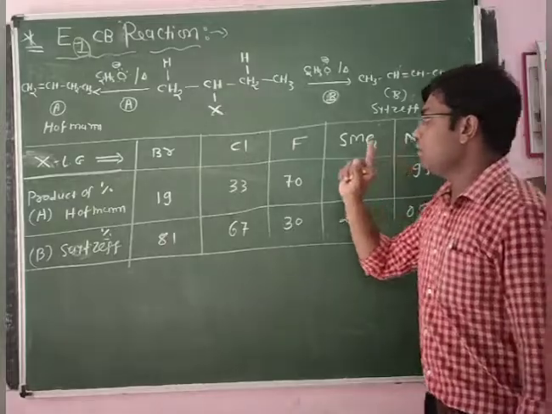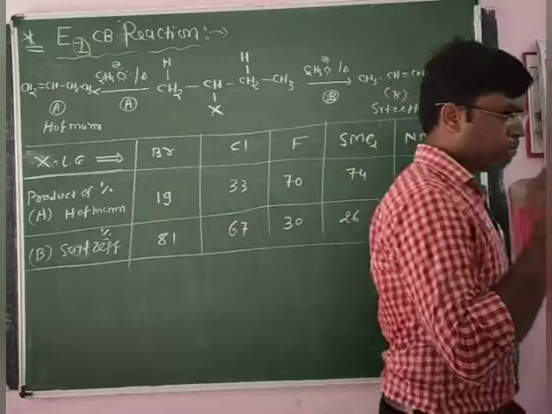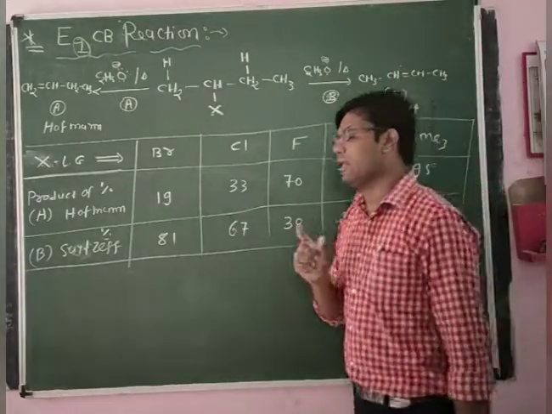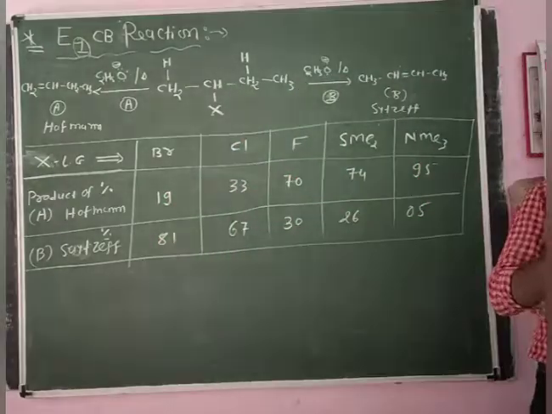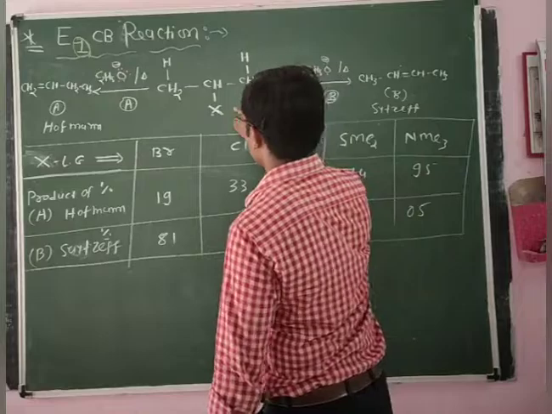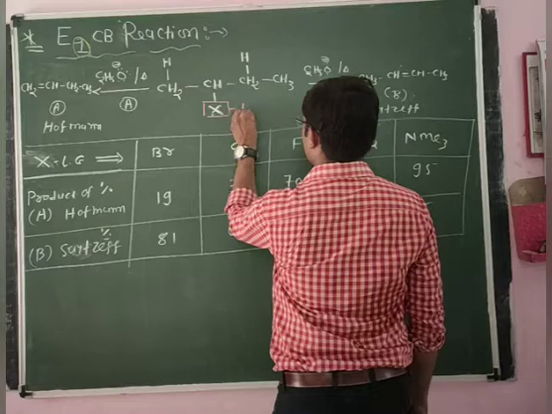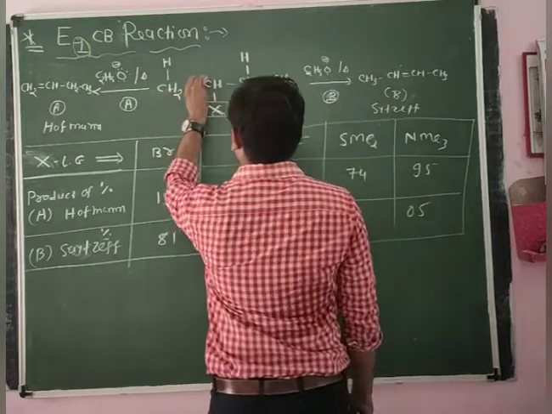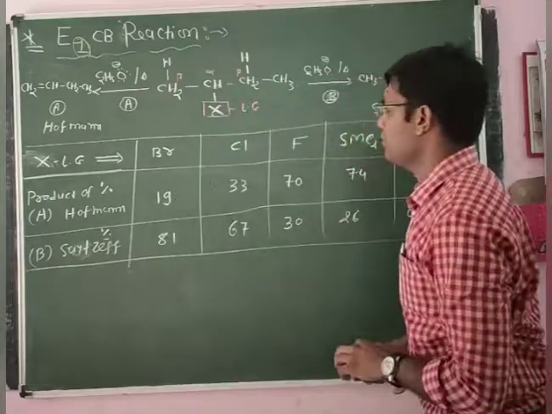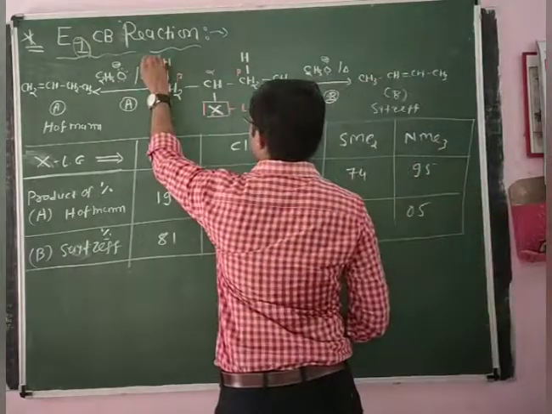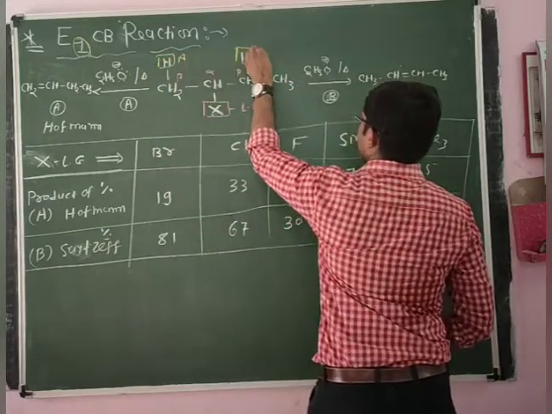So now we will understand when we get the Hofmann product, means less substituted alkene, and when we get the Saytzeff alkene, means more substituted alkene. So we will understand by this example. Here X is our leaving group, and here this one is alpha carbon, this one is beta carbon, and this one is also beta carbon. Suppose this beta carbon is labeled by A and this beta carbon is labeled by B.